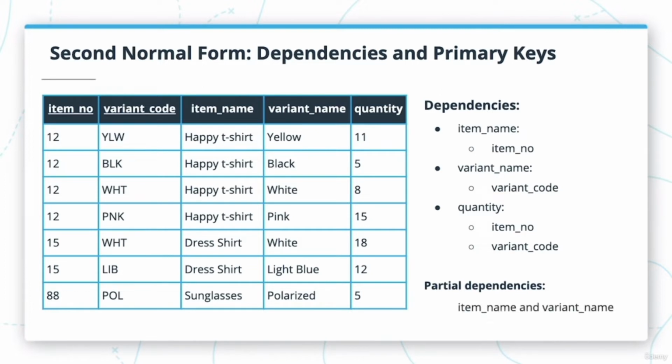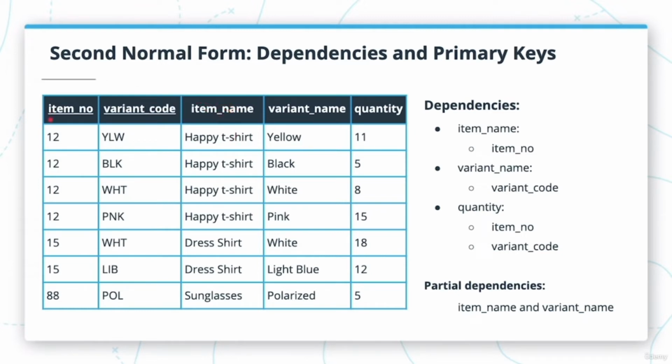It's where a column that is not the primary key depends only on one part of the primary key and not on the full primary key. So in this table, both item name and variant name have what we call a partial dependency on the primary key. You can actually notice this in a way when you see that there are duplications here in this data set, right? We don't need to have the item name in this table.